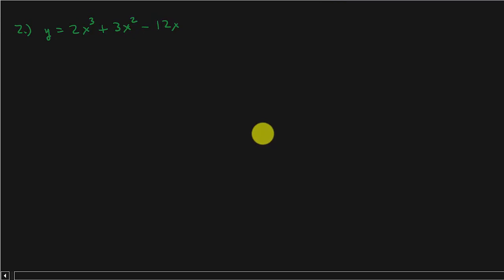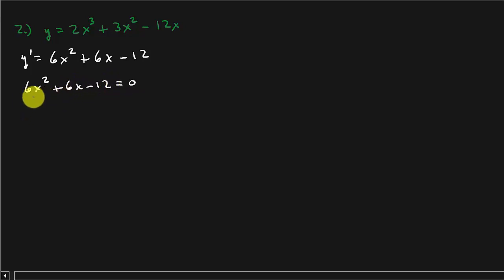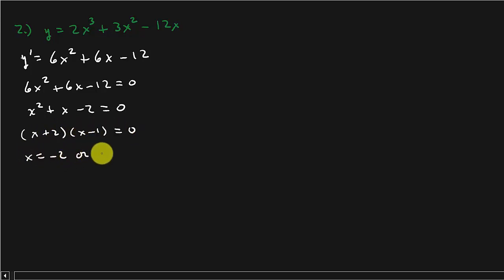All right, so let's graph this one. I've got y prime equal to 6x squared plus 6x minus 12. And so 6x squared plus 6x minus 12 equals 0. I'm going to divide everything by 6: x squared plus x minus 2 equals 0. So (x plus 2)(x minus 1) equals 0. x equals negative 2 or x equals 1. All right, so there are my critical numbers.